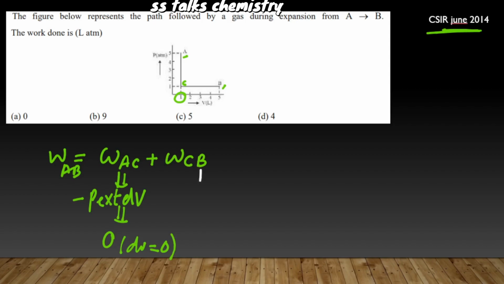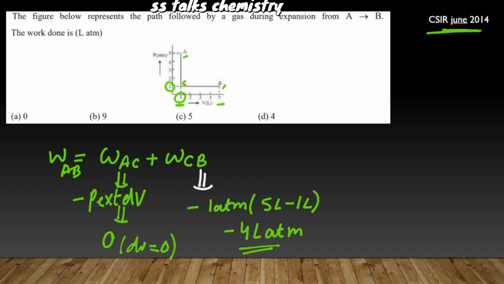Now going from C to B, the external pressure is 1 atm. The volume change is from 1 liter to 5 liters. So this is going to be minus 1 atm into the final volume, which is 5 liters, minus the 1 liter. So this becomes minus 4 liter atm. So in the units of liter atm only the work done has been asked. That means the answer is minus 4. That means option D will be the right answer.